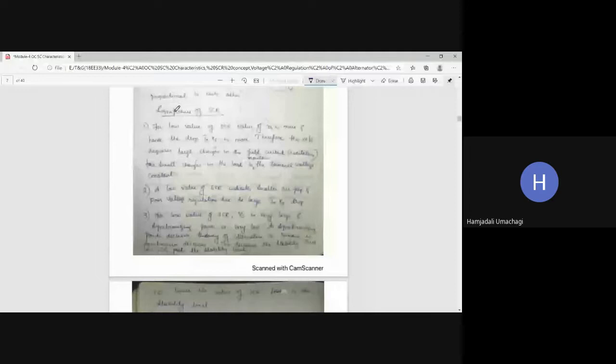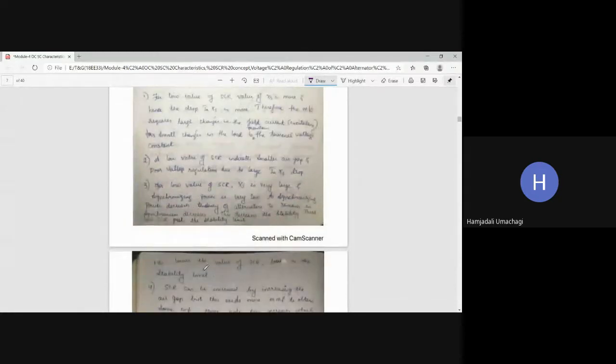So the next point is, for a low value of SCR, Xs is very large and synchronizing power is very low. As synchronizing power decreases, the tendency of the alternator to remain in synchronism decreases. So as the SCR value keeps on decreasing, synchronizing power also decreases, and thereby the stability of the machine decreases. Thus, low SCR puts a stability limit. That is, lower the value of SCR, lower will be the stability limit.